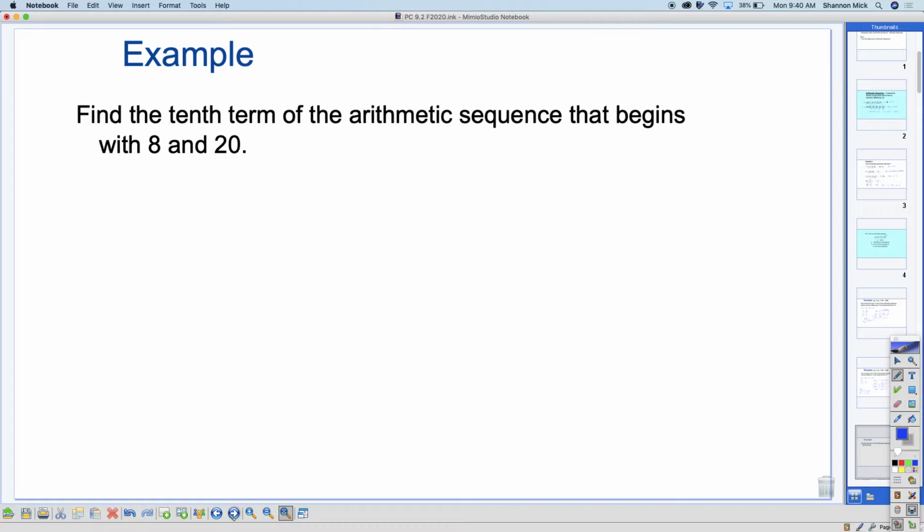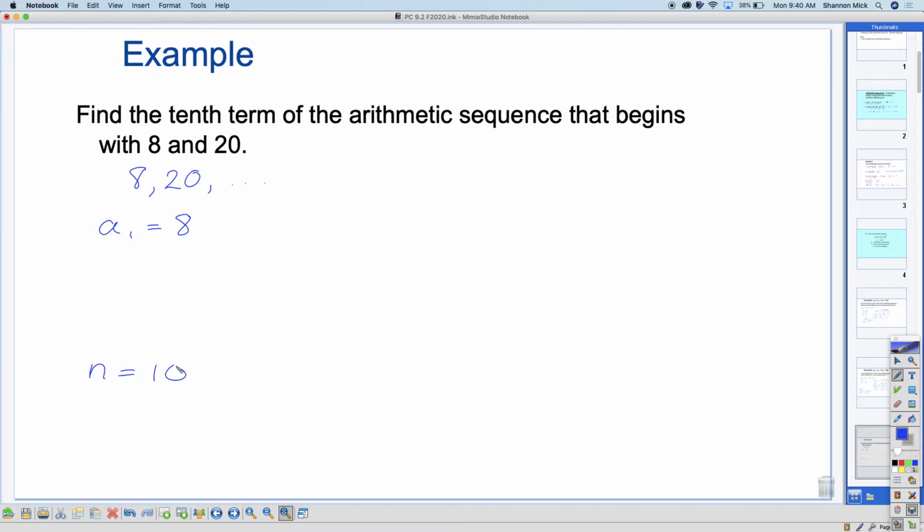So a sub 1 is 8, and the second term is 20, right? Well, a sub 1 isn't 8 and 20, it's just 8. What else do we have? We want a sub 10. N is 10, right? Eventually, n will be 10, yes.